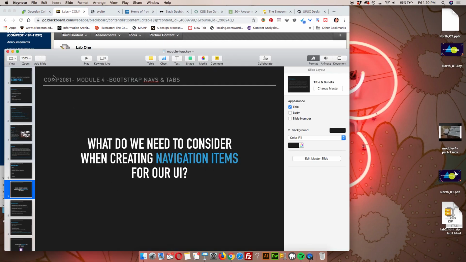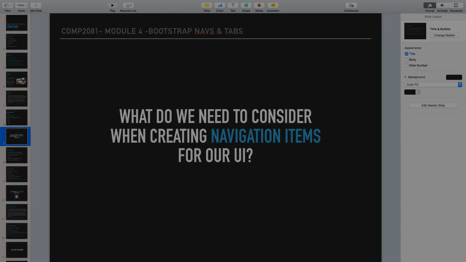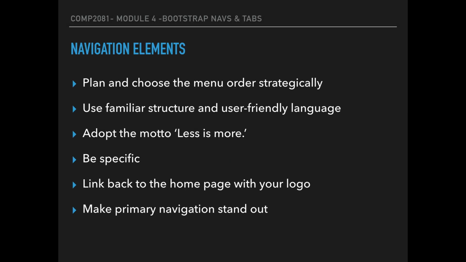So a few other things to consider when we're talking about navigation. We want to plan and choose the menu order strategically. You want to use a familiar structure and user-friendly language. So even the names that you give to your navigation items are important. You need to be thoughtful about that. Adopt the motto, less is more. You might have seen navigation where there's tons of items in the top level navigation. That's weird. Don't do that. Less is definitely more. So if you have a lot of items, you can always move things to a drop-down if that makes sense.